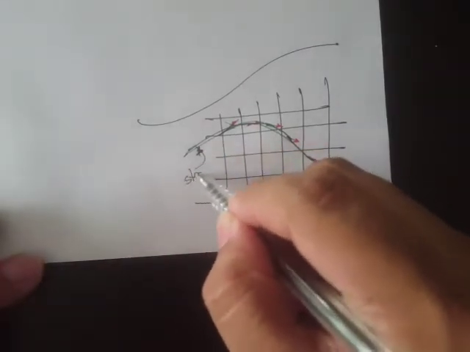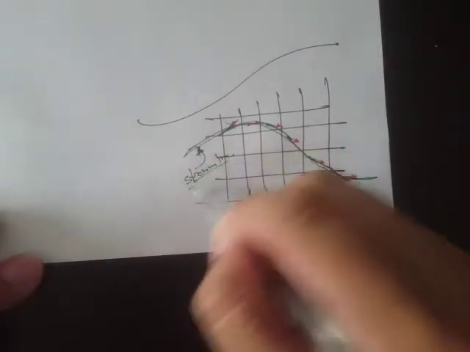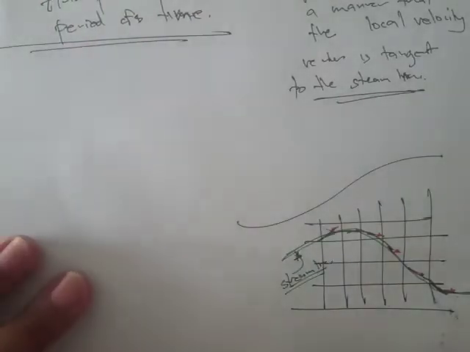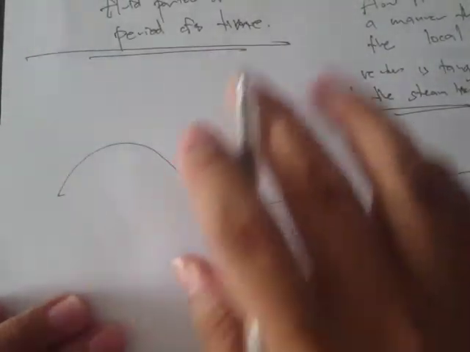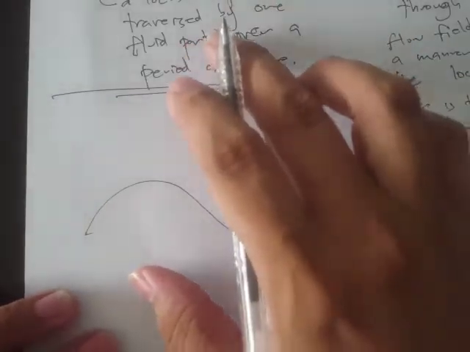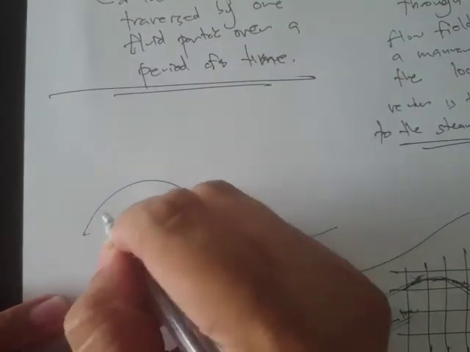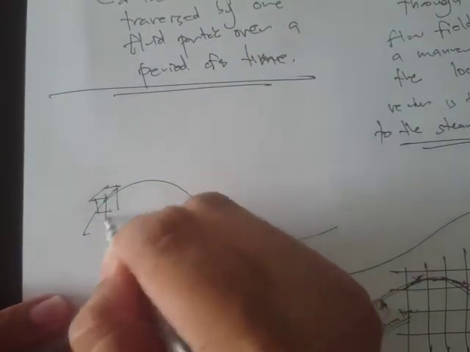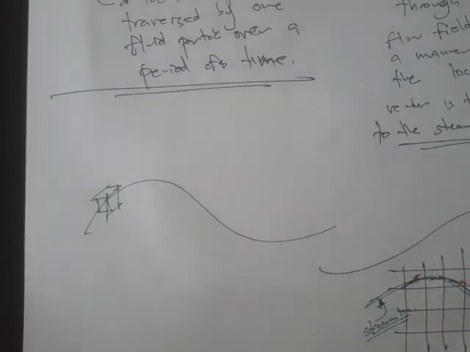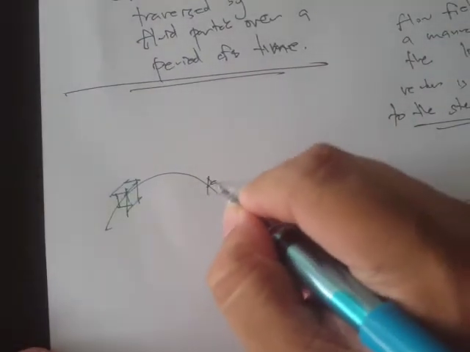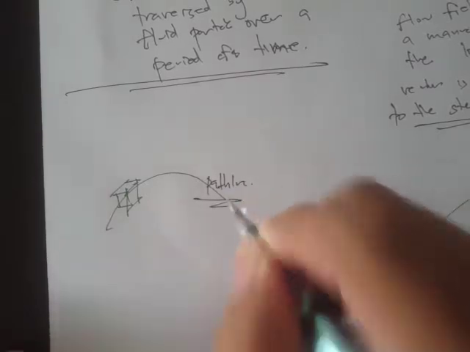call the streamline. Whereas this one, the path line, actually refers to the path that's being traversed by a fluid particle. Okay. That's right, this is path line. Okay, so now let's move on.